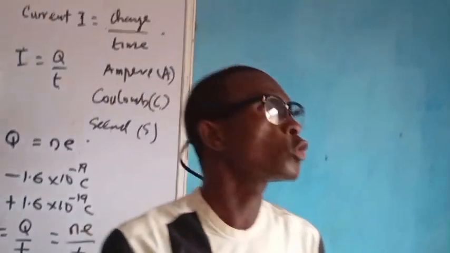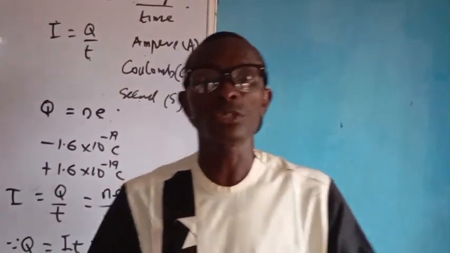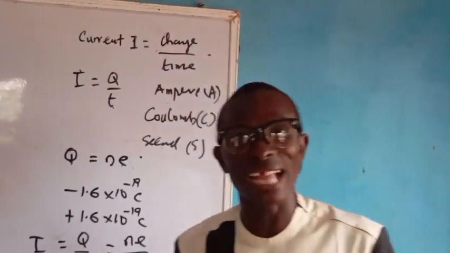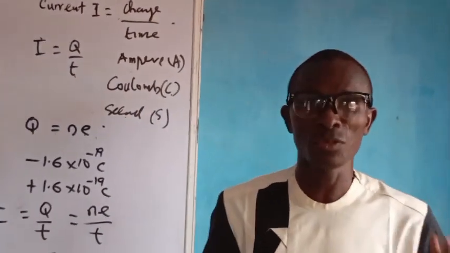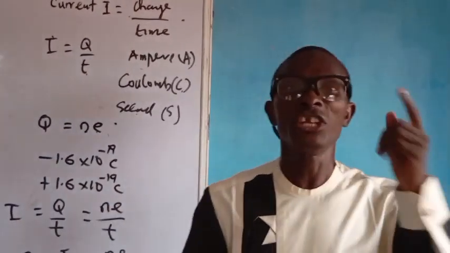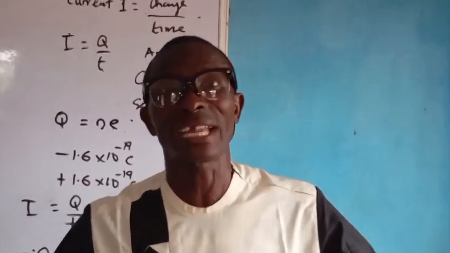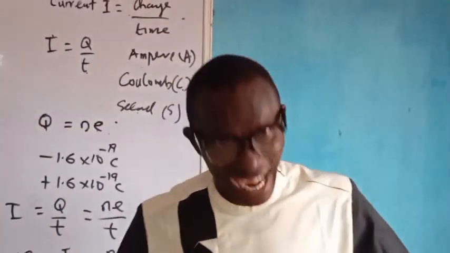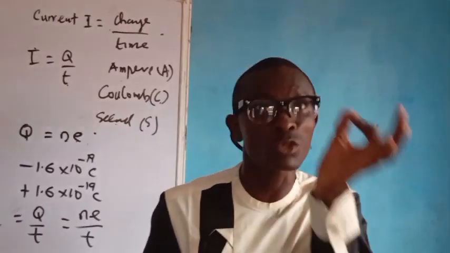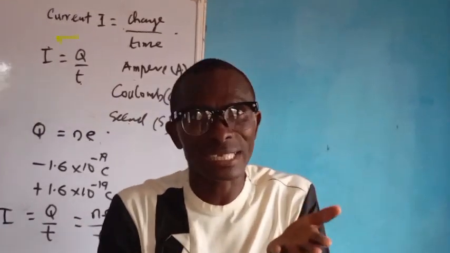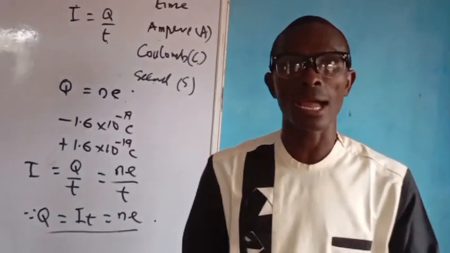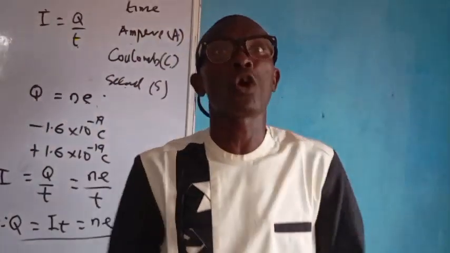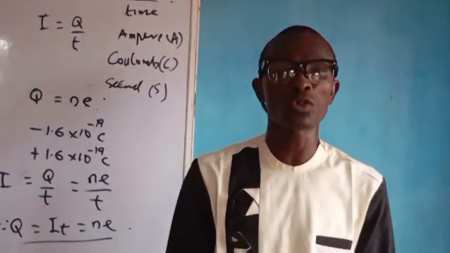But another thing I want you to look at here is the device, the instrument used in measuring electric current. The instrument we use in measuring electric current is a galvanometer. If we want to detect a small current in a system, we use the galvanometer. But if it's a large amount of current, we use the ammeter. Take a good note of that.